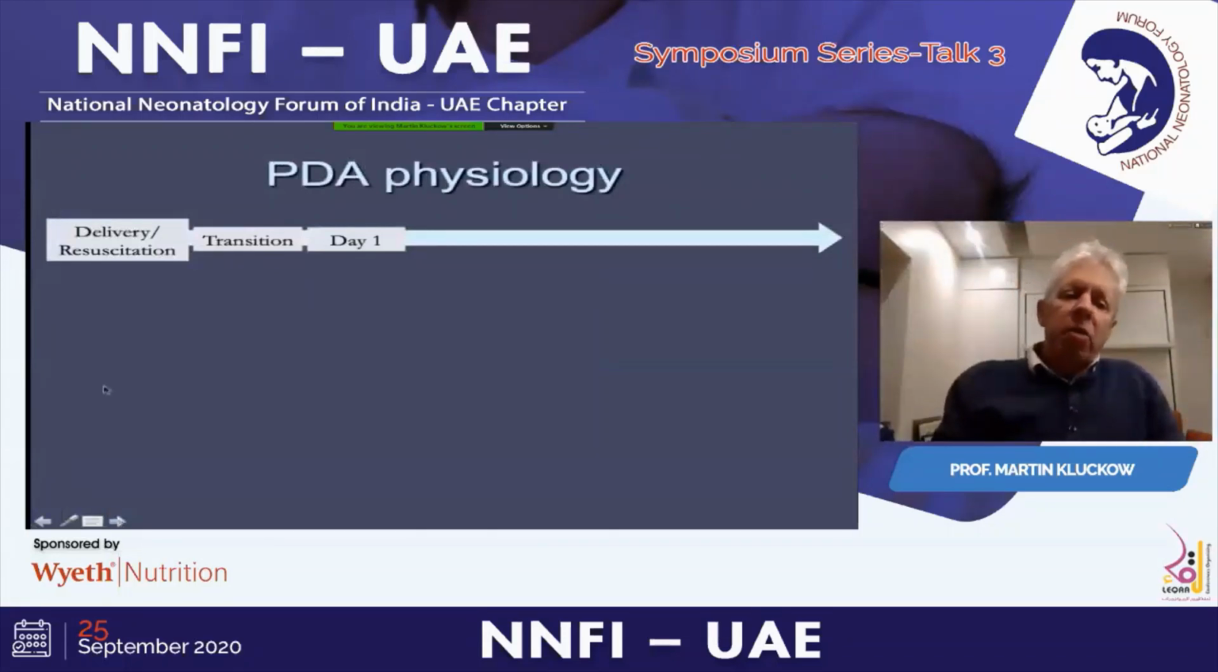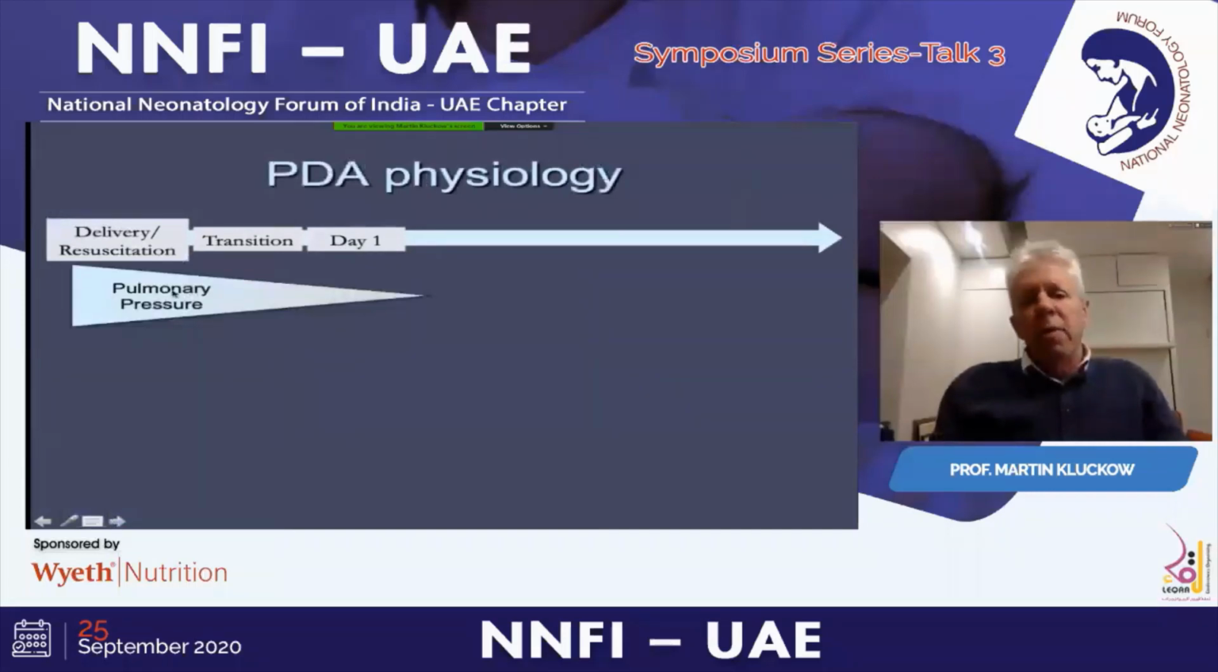And along the top here, we have a timeline of a baby's course in the nursery from delivery, resuscitation, the transitional period through day 1. And then if we look at what's happening to the pulmonary pressures, in a term baby, the pulmonary pressure quickly drops and it's down to the normal level within the first 24 hours. In preterm infants, that pulmonary pressure drop may be less, or maybe slower, and that actually protects a baby from developing significant systemic to pulmonary shunt.